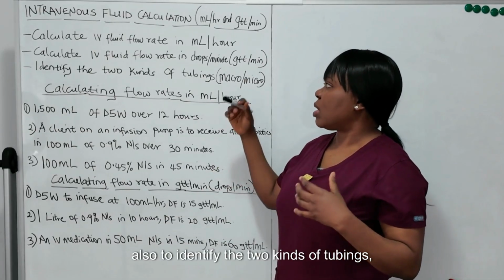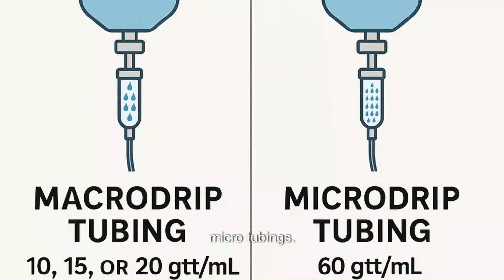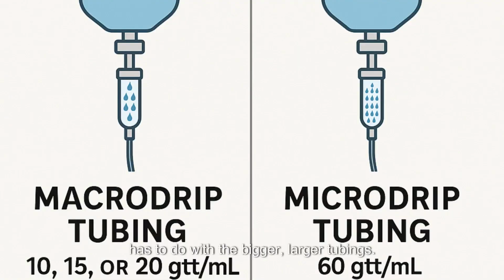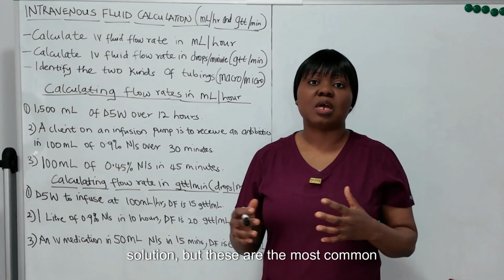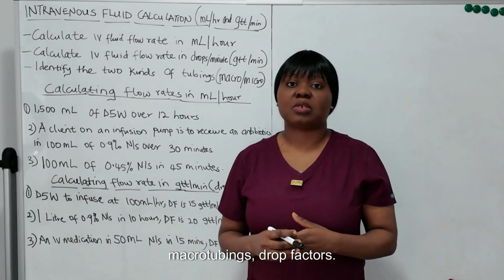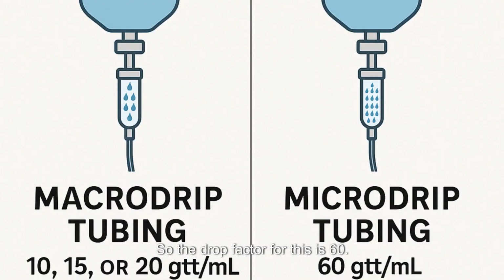Now, to identify the two kinds of tubings, we have macrotubings and microtubings. The macrotubings are the bigger, larger tubings. The drop factor for this can be 10, 15, or 20. There are other variations depending on the solution, but these are the most common macrotubing drop factors. Then we have the microtubings. The drop factor for this is 60. This one is commonly used for pediatrics and for older adults, just to regulate.